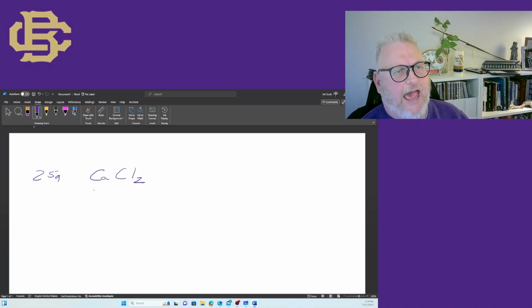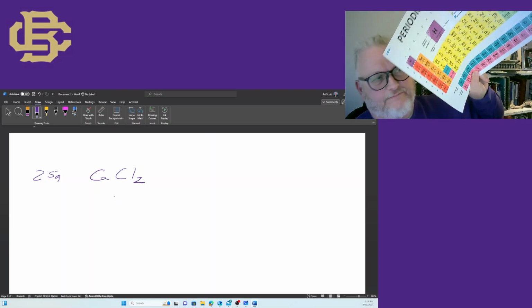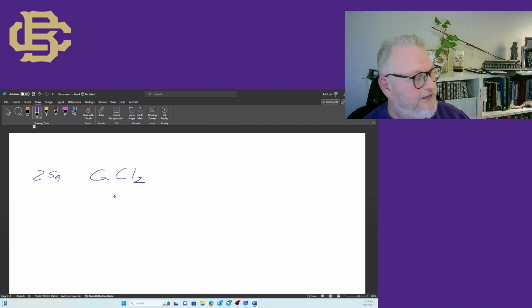So if I was to ask how many moles are in 25 grams of CaCl2, now I need to know something. I need to know what the molar mass is. How do I get the molar mass? I can't memorize it. I've got to look on the periodic table. So I see that calcium, 1 mole of it has a mass of 40.078 grams.